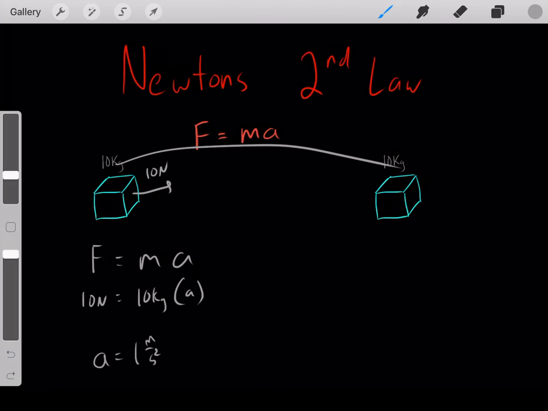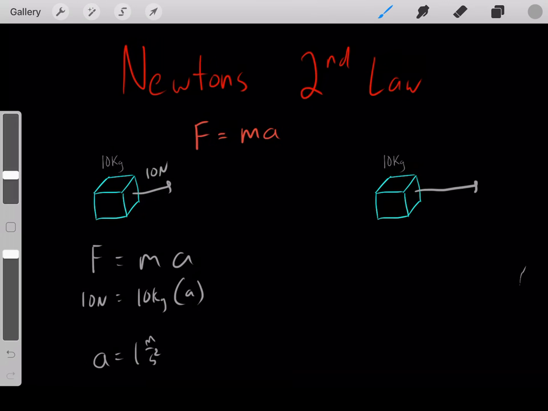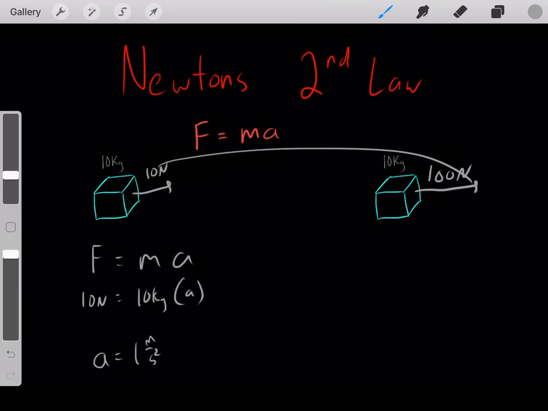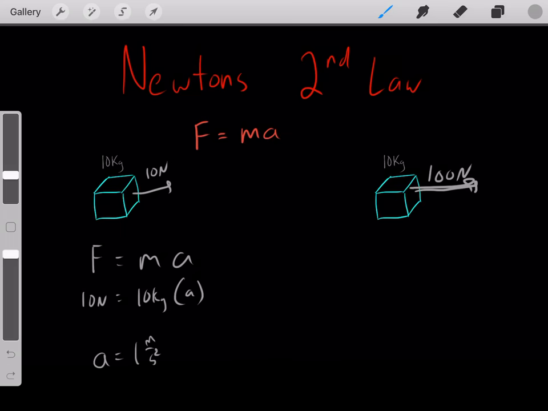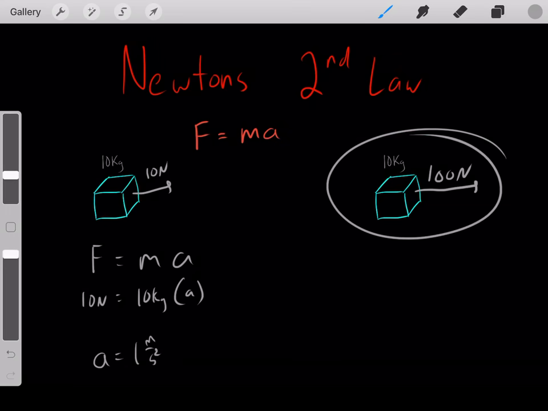But what if we have that same object, but what if we apply a stronger force? Maybe this time we apply 100 Newton force. What should we expect? Well, again, we should have an acceleration, but this time we should have a larger acceleration because we applied a stronger force. If we apply a stronger force, we should expect a larger acceleration, a stronger acceleration. And we see that mathematically. If we increase the force, mathematically we should increase the acceleration. They're proportional.